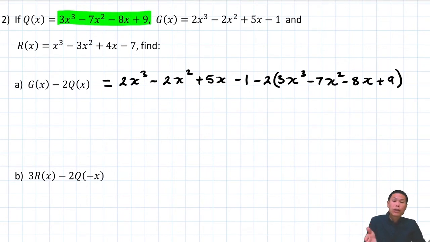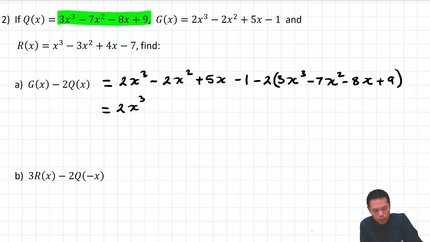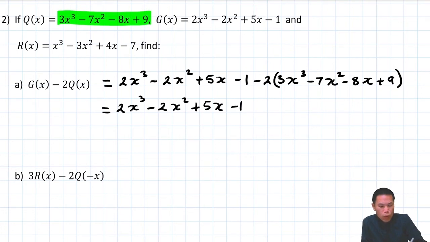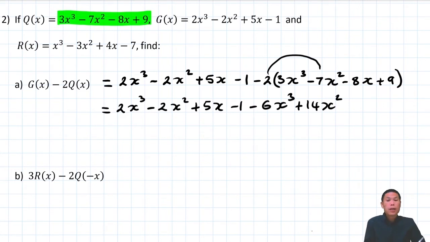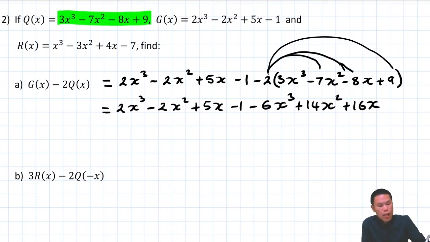Brackets, of course. Now I just remove the brackets first, okay? So which is 2x to the power of 3 minus 2x squared plus 5x minus 1. Now I just remove this bracket. So which is 2 times 3 is 6, but negative 6x to the power of 3. And then we have minus 2 times minus 7. So become plus 14x to the power of 2. And then negative 2 times negative 8. Okay, so which is plus 16, but 16x, okay? And then minus 2 times 9. So which is negative 18. There you go.